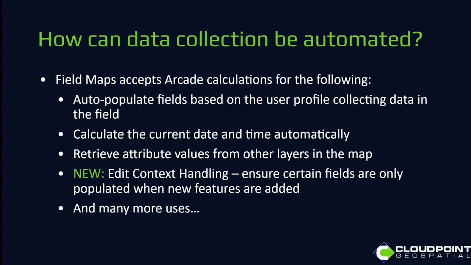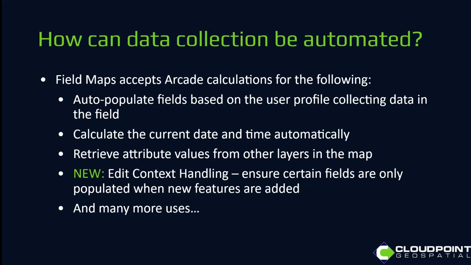A relatively new idea here is edit context handling. This is just making sure that certain fields are only populated when we have new features. You can have this set in a way where I think date is probably the best option, and we'll go over this a little bit in the demo portion of this. For dates, we usually want to collect the specific time that something was actually registered, not so much when someone after the fact is going in and making adjustments to the data. We want to know exactly when it was collected.